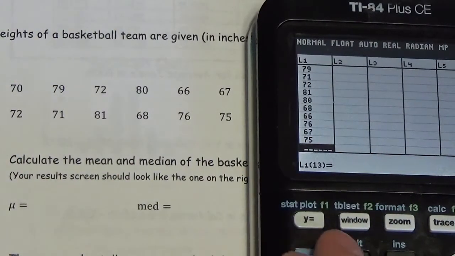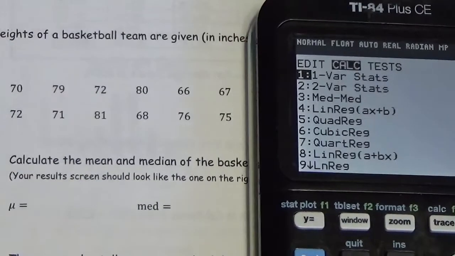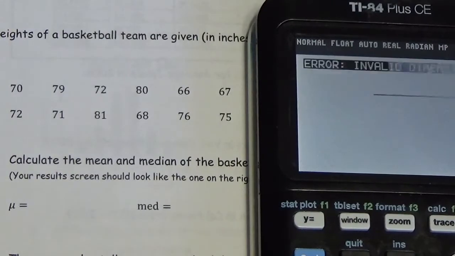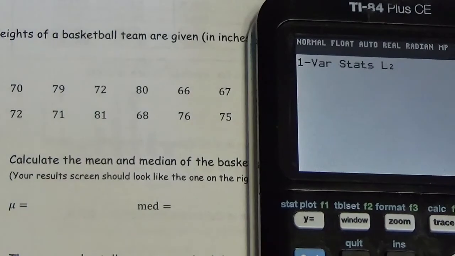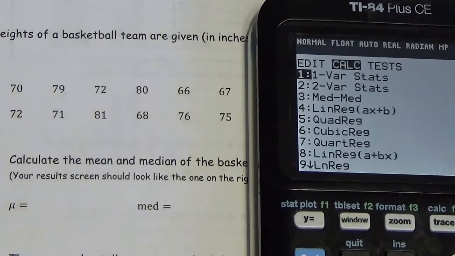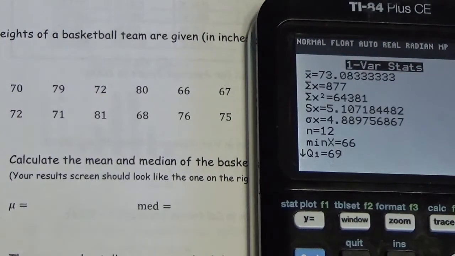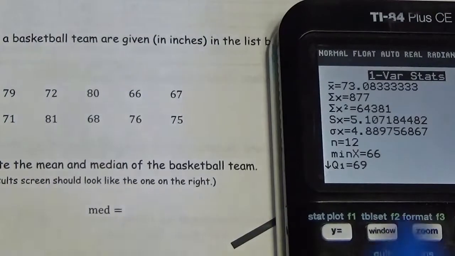So now I'm going to quit. We'll go back into stat here. Calc, and again, this is just one variable statistics. There is no frequency list, so I'm going to leave that blank. Hit calculate. Whoops. What did I do? I'm sorry. Let me clear that off here. I didn't even take a quick look at that. Yeah, sorry, it was list 2. I needed it to be list 1. My mistake. There we go.